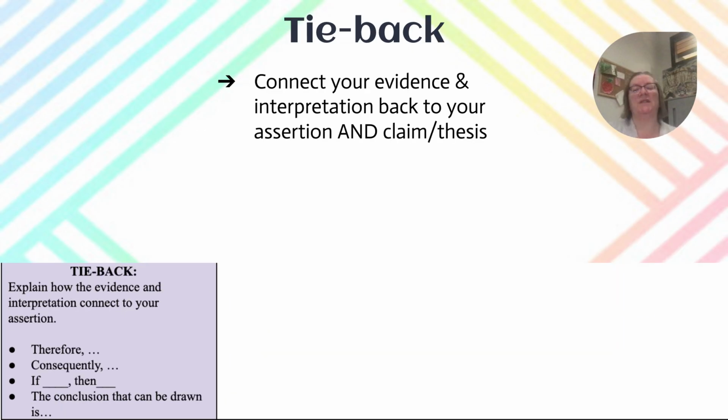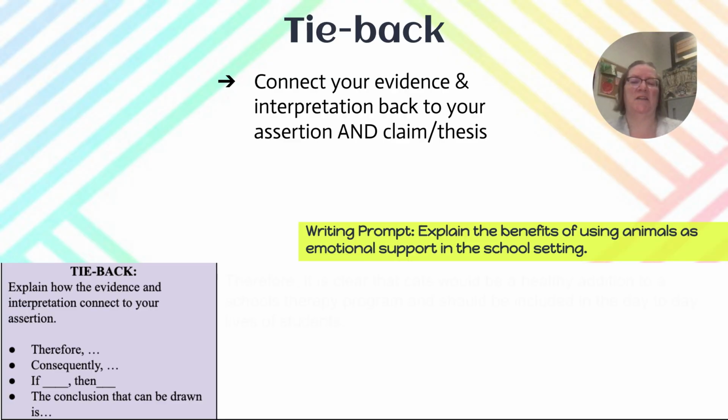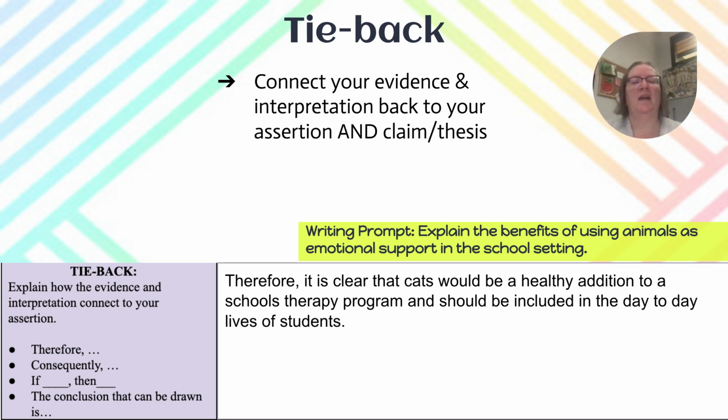Now, next comes what's called the tieback. This would traditionally be your last sentence of your paragraph if you are doing one piece of evidence. And so this is where you connect your evidence and interpretation back to your assertion and your claim or thesis. So it might look something like this. Therefore, it is clear that cats would be a healthy addition to a school's therapy program and should be included in the day to day lives of students. So you're just driving home what you believe about the topic. So that is ACEIT, one piece of evidence for your short constructed response or a body paragraph.